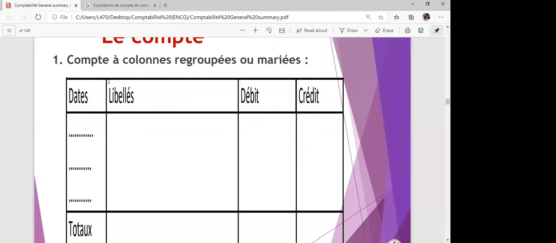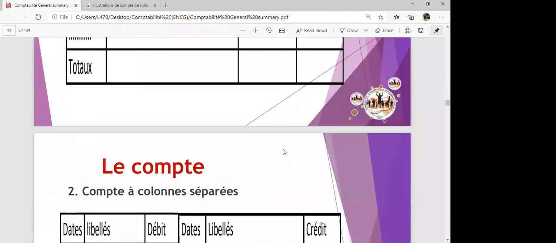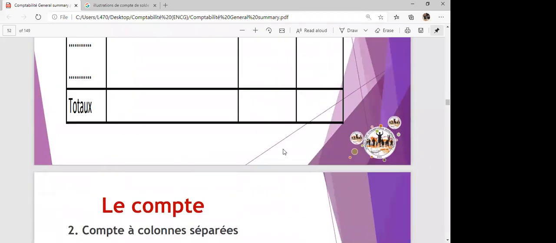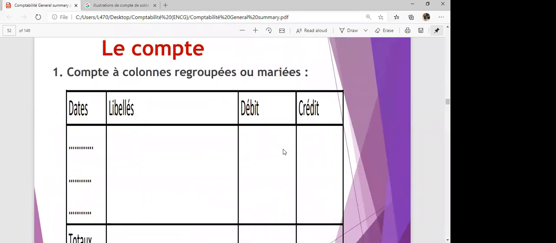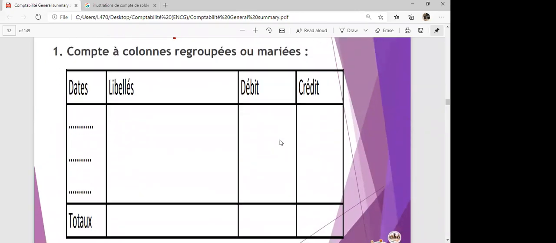So the rest of the side doesn't change. Debit, it's compulsory. Libellé is a petite explication of what really happened with the transaction. And lastly, this is where you draw the name from. So we have compte marié, because the debit and the credit side just sit next to each other. Moving on to, firstly, is everything clear just up to here, or maybe there's something I need to repeat?